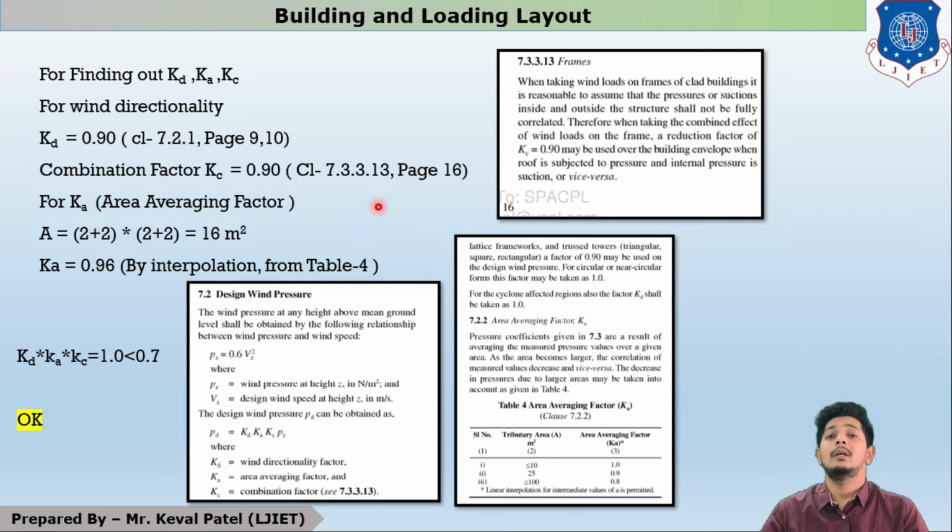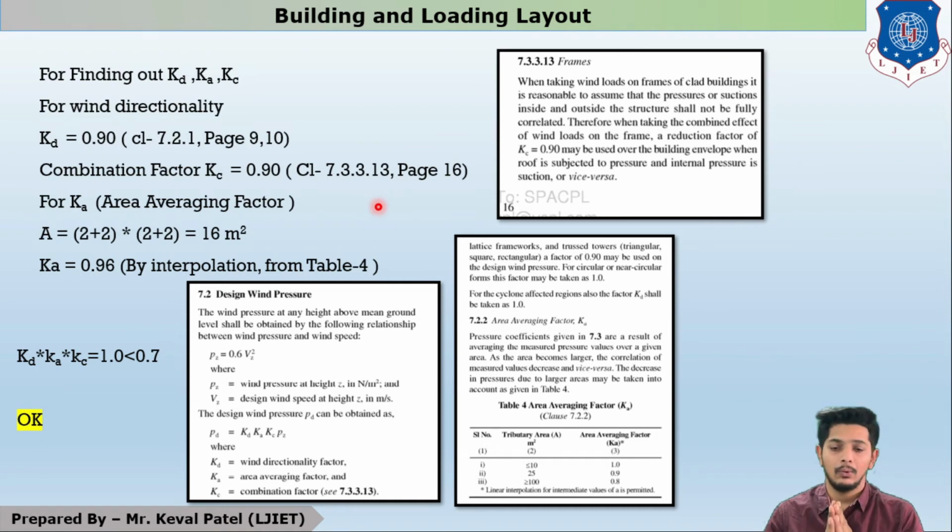Ka is the area averaging factor, and for it we need the tributary area. Tributary area is nothing but the distance from column to column and beam to beam, center to center. So 2 plus 2 into 2 plus 2, half of the column to column and half of the beam to beam should be multiplied. So 4 into 4 comes out as 16 meter square.